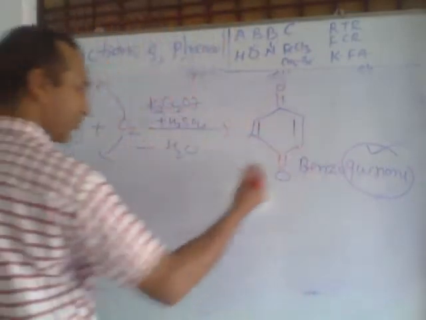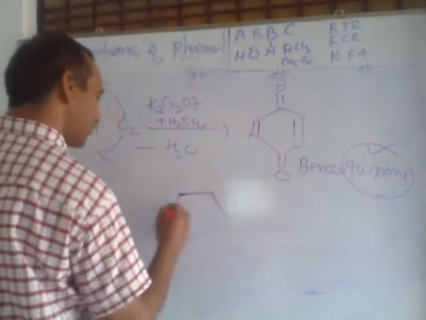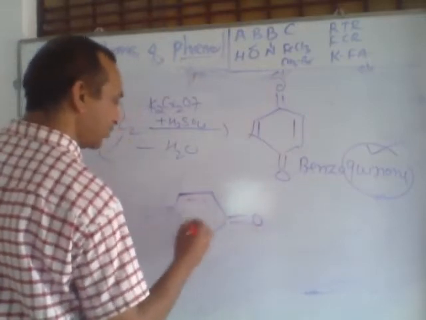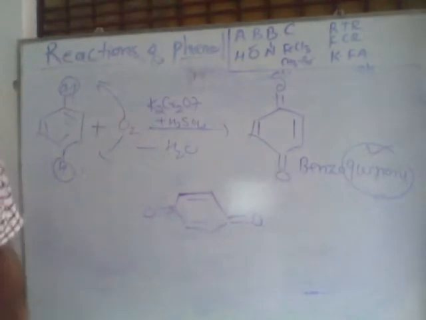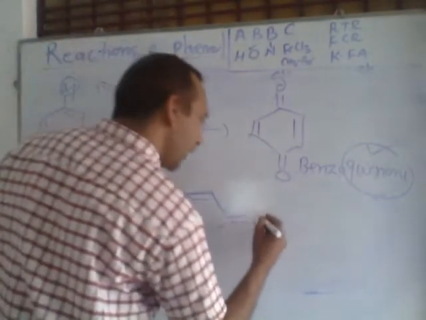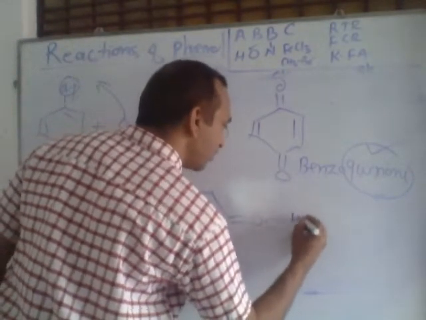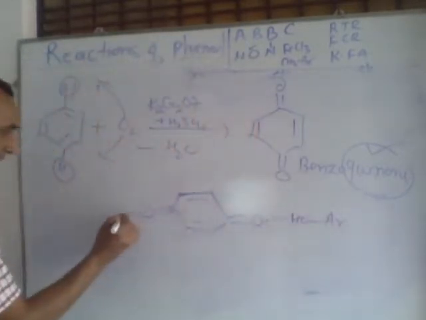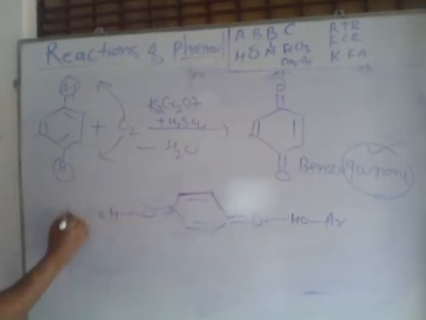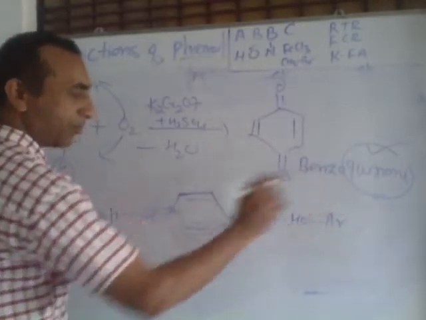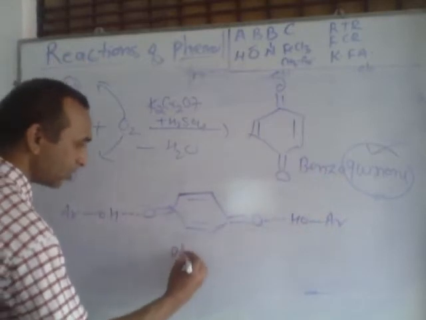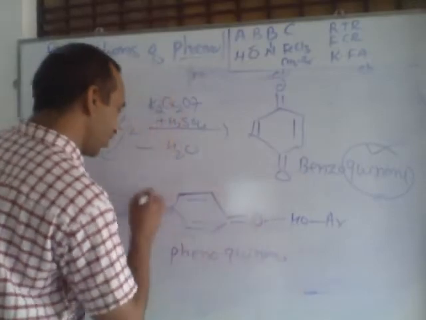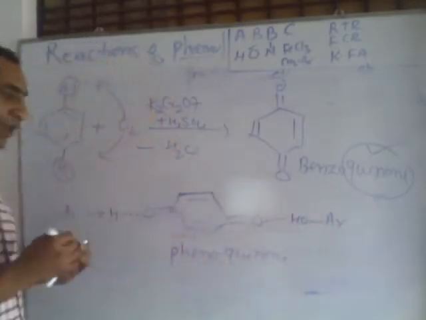This is benzoquinone. Actually, this is called a diketone. This benzoquinone forms an intermolecular hydrogen bond with the next phenol. This is phenol here, and this also forms an intermolecular hydrogen bond with the next phenol. So this whole compound is called phenoquinone. This compound is quinone and these are two phenols. So this compound is called phenoquinone.